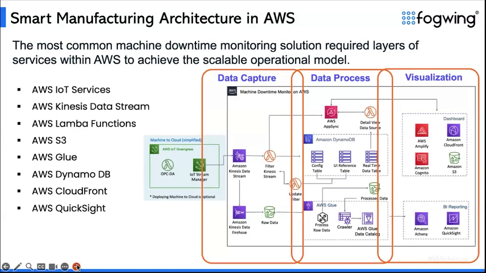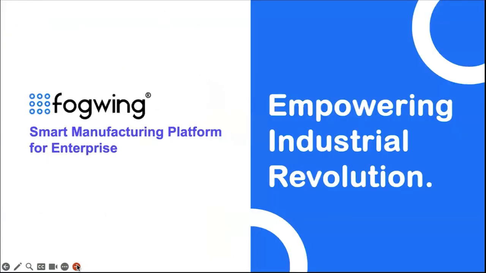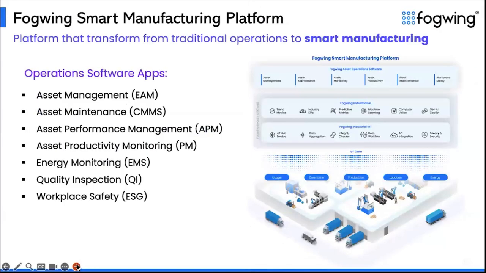This is where we bring our solution in, to streamline and accelerate things, so that with the same AWS services we can deploy a solution faster, rapidly build these use cases, and solve these problems for top management within 100 days. This is where the Fogwing Smart Manufacturing platform for enterprise comes into the picture, because it has a lot more modules. We provide everything in AWS as part of our rapid deployment architecture model.